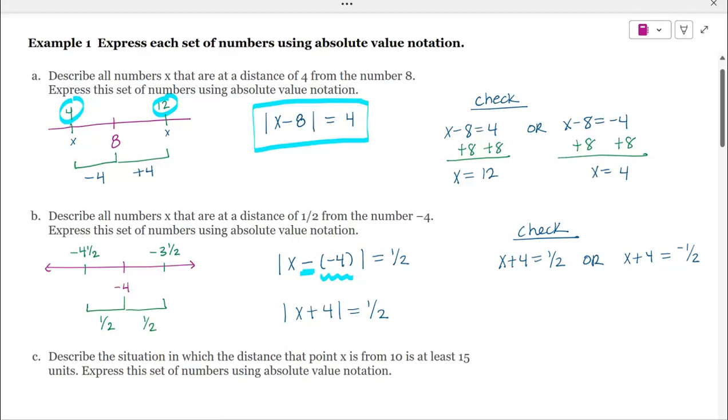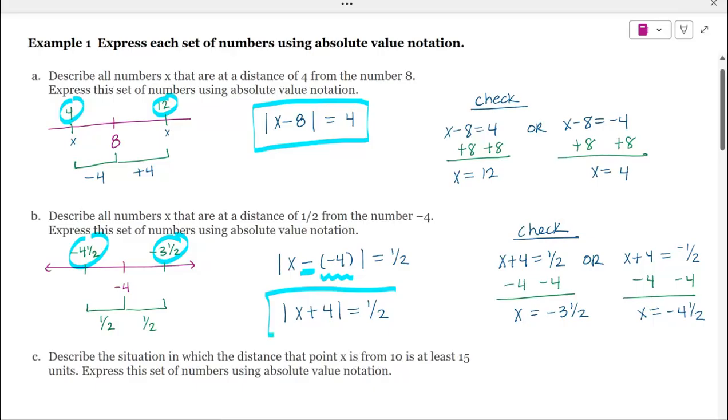If I subtract 4 from both sides, negative 4 plus 1/2 is negative 3.5. And negative 4 plus negative 1/2 is negative 4.5. So those are the two answers I was expecting, and this is my expression.